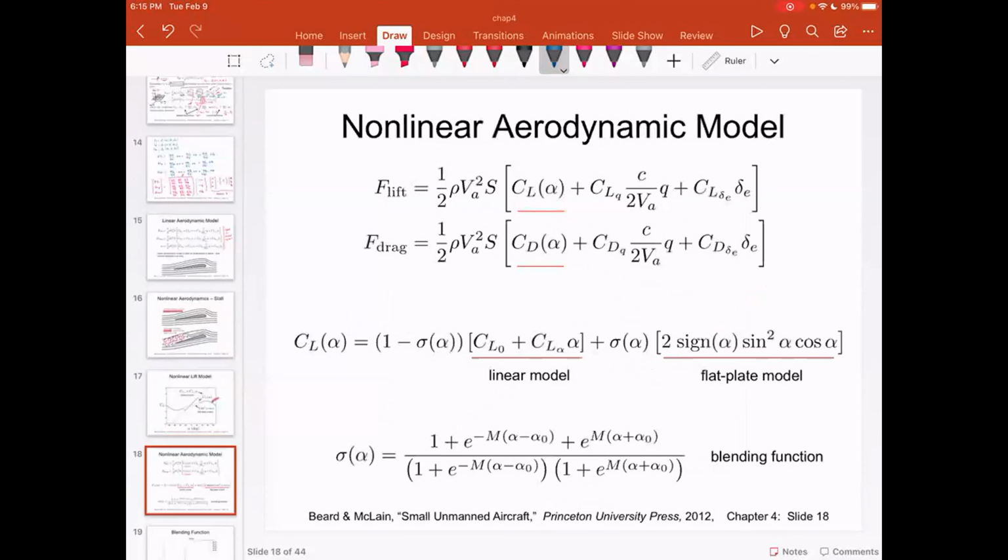So if you look at the nonlinear aerodynamic model, it is given something like this. Now, if you look at the expression for the nonlinear model, what you have is a blending factor that blends the linear model and the flat plate model. So we use this equation for analysis. Some of you may ask me, what is this equation telling us?